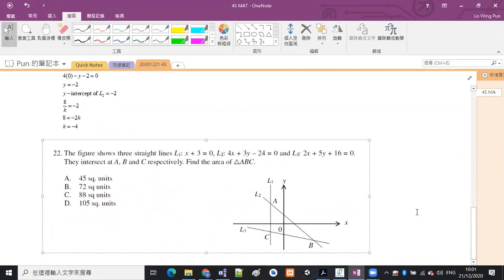Number 22. The figure shows 3 straight lines, L1, L2, and L3. They intersect at A, B, and C respectively. Find the area of triangle ABC. Okay, triangle ABC.